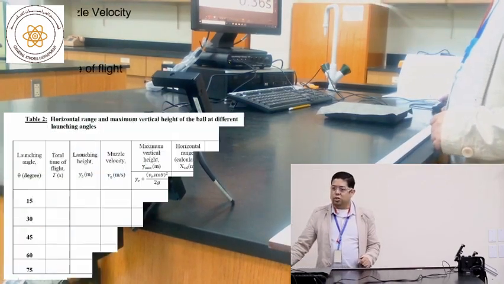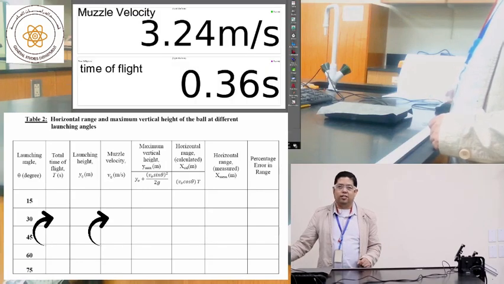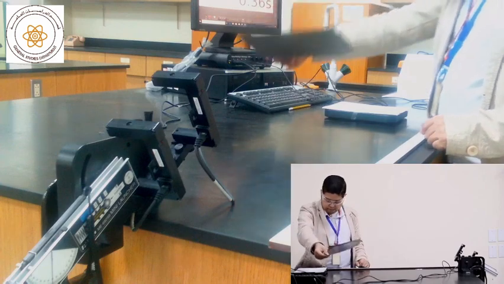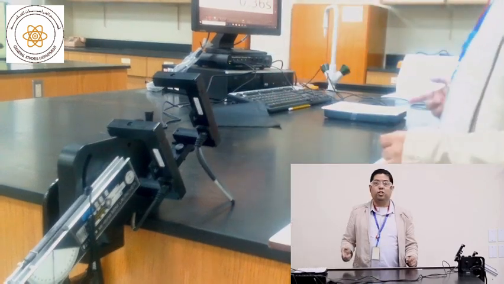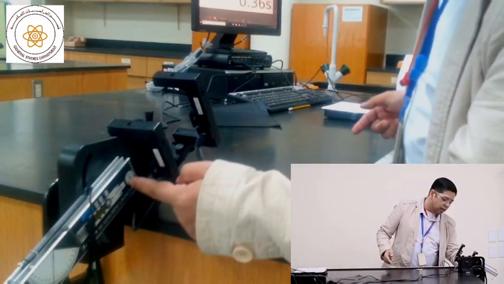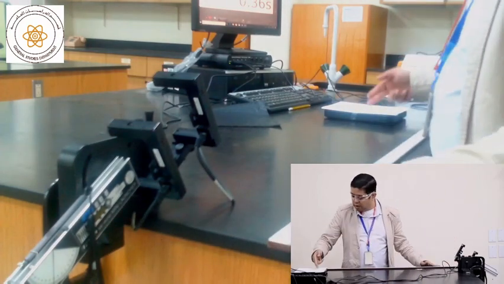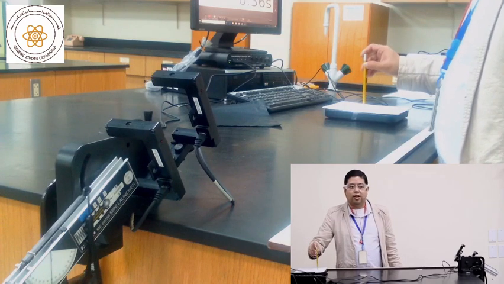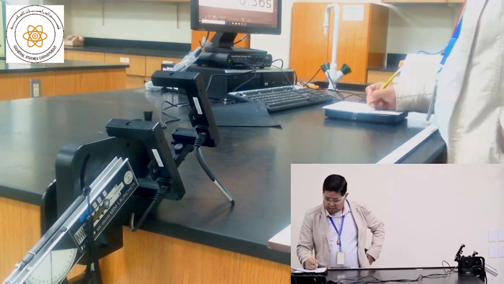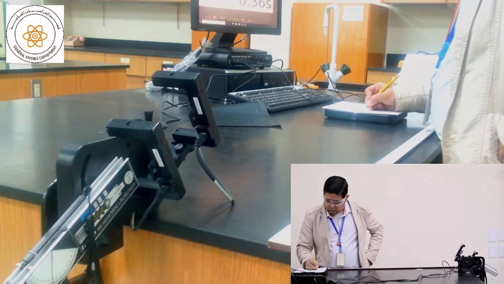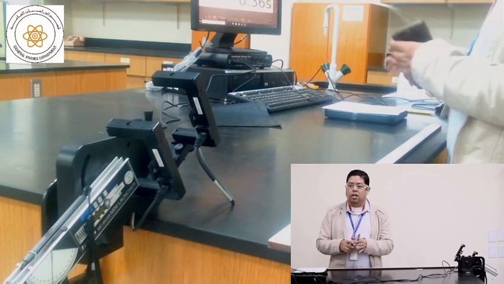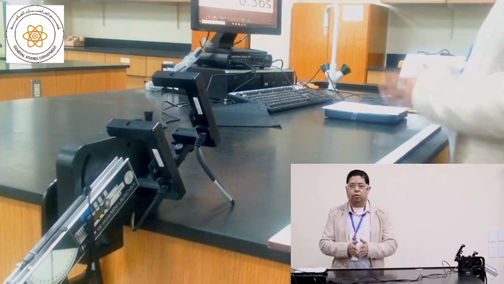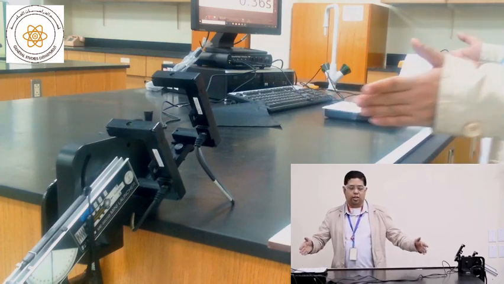Take the initial speed as well as the time of flight, record in the data sheet, remove the carbon paper, and then measure the distance from the launch position up to the dot that was left on the time of flight accessory. This dot, you label it as your 30 degrees. Do not move your time of flight accessory until you are able to measure the horizontal range.